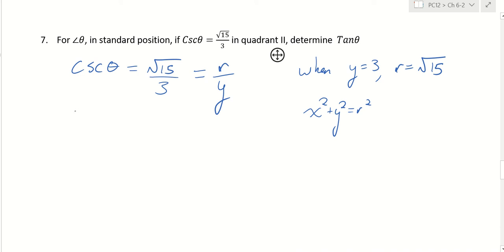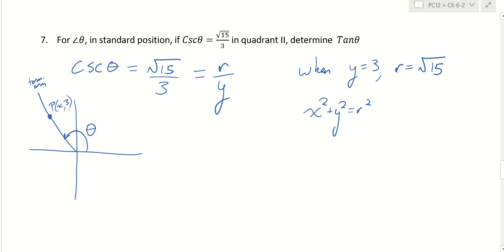I just want to draw a picture first. So we have some angle. It terminates in quadrant 2. Just drawing some random angle in standard position on a coordinate plane. And this is the terminal arm. And maybe this is the point that we're interested in. We don't know the corresponding x coordinate, but the y coordinate is 3 when we have an r value of root 15.